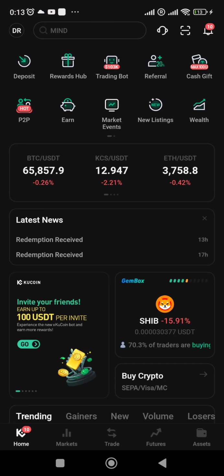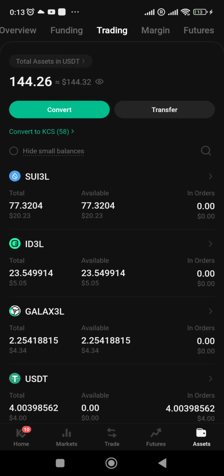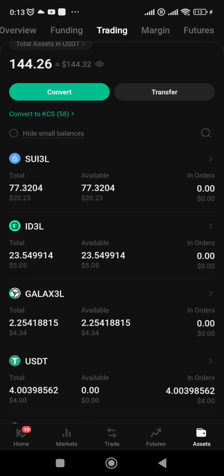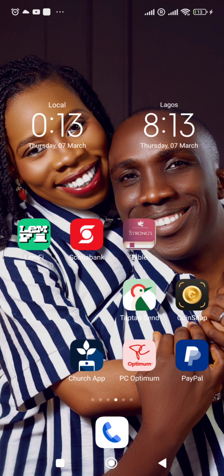So I click on KuCoin and then I go to assets. Alright, then I go to trading. All these coins, you see the values they have, but how do you know whether they're in profit or in loss? You need to check your records. So I go to my color note.